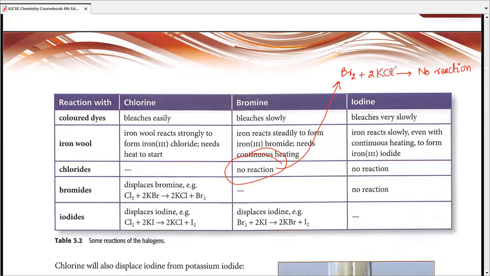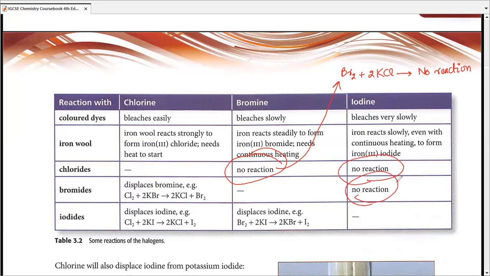Why? Bromine is less reactive than chlorine. Displacement will not occur. Does that make sense to you? Yes, sir. Good.